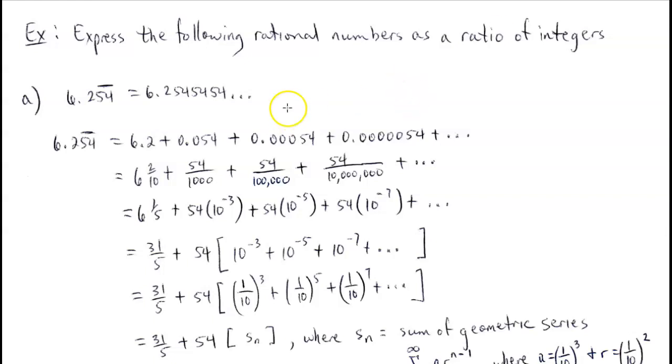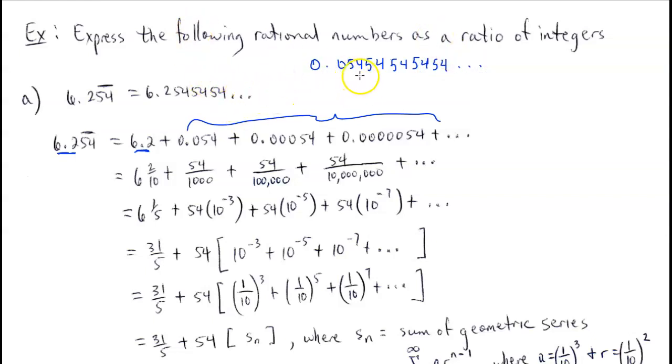So with this first example, we see this number 6.254, where the 54 is repeating. We want to write it out in such a way that we can actually see some type of pattern going. Of course, this 6.2 part, we just go ahead and write that out. Since this is repeating, we know this is going to be 0.0 5, 4, 5, 4, 5, 4, continuously. And it just keeps on going.